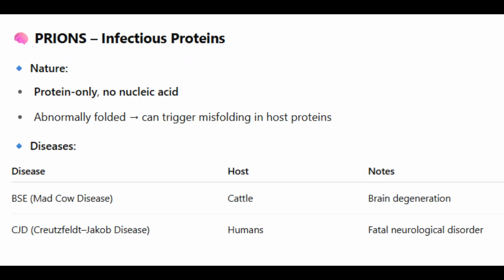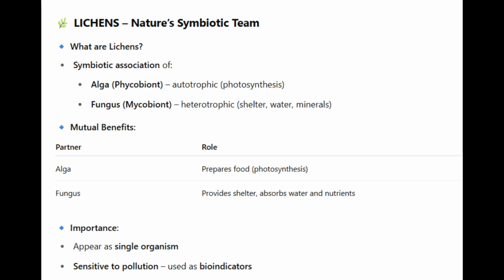Prion, infectious proteins. Nature: protein only, no nucleic acid. Abnormally folded, they can trigger misfolding in host proteins. Diseases: BSE, mad cow disease, causes cattle brain degeneration. CJD, Creutzfeldt-Jakob disease, is a fatal neurological disorder in humans. Lichens, nature's symbiotic team.